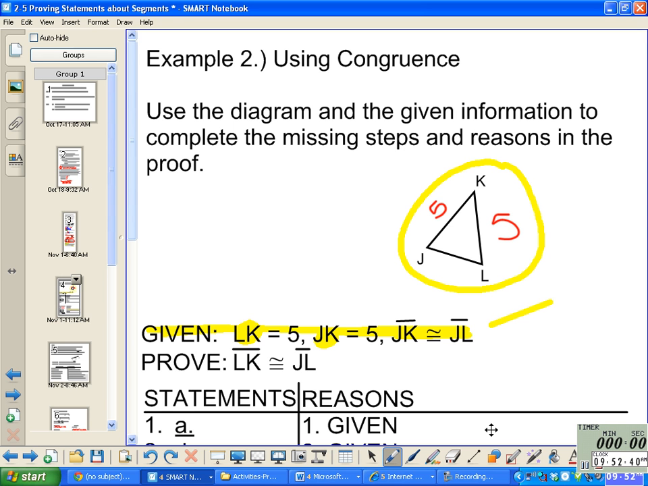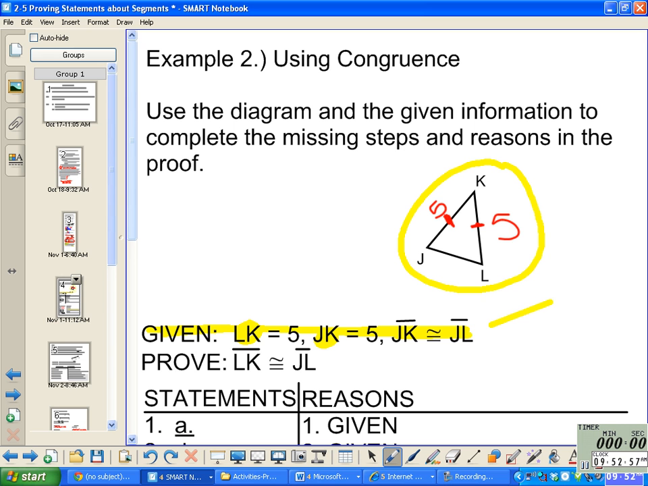And it also says that JK is congruent to segment JL. To show congruence, I'll mark a 1 here and a 1 there like that. Because they both have only one little mark, that means that they're congruent to one another.